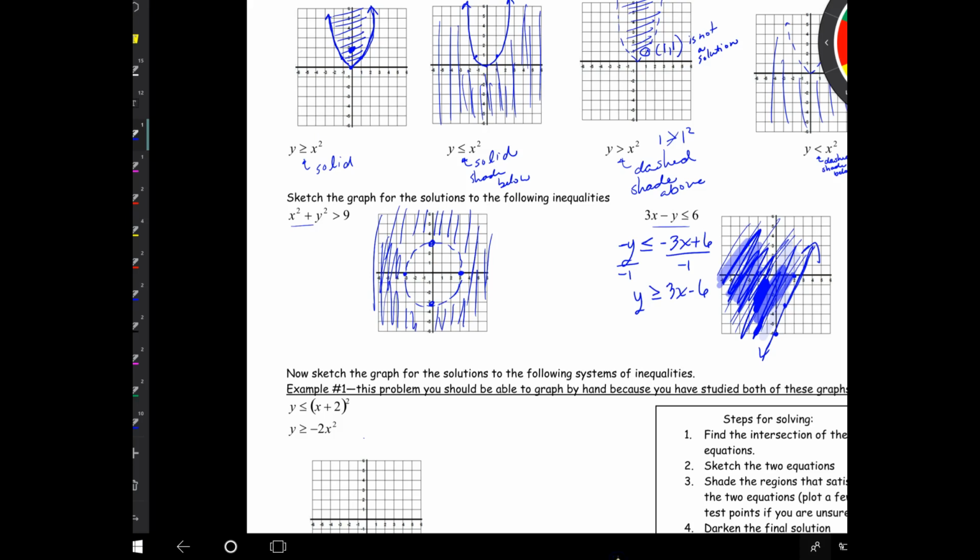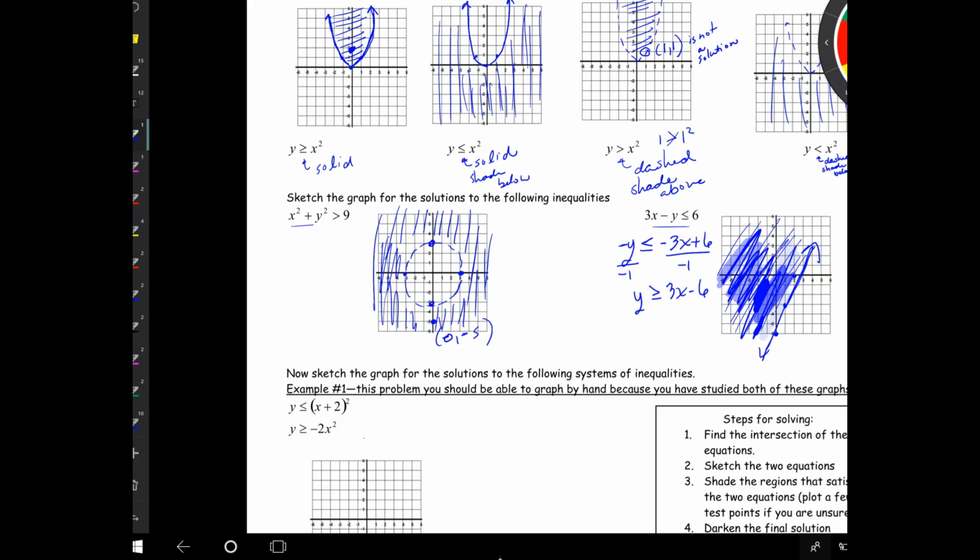For example, even though this is not above, this answer here, (0, -5), does work, because 0 squared plus -5 squared is greater than 9. Some of these equations are going to be a little bit tricky. You want to think above, what does that mean? It just means everything on the outside for a circle. Good question, though.